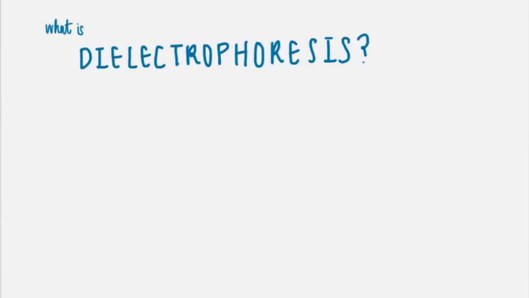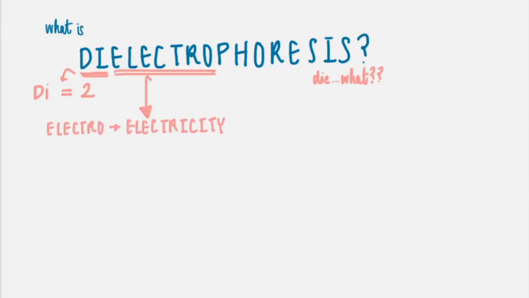Hi guys, today we're going to be talking about what is dielectrophoresis. Now gosh, that's a pretty big word, so let's break it down into parts. Di stands for two, the prefix. Then the next one is the root word electro, which usually means electricity.